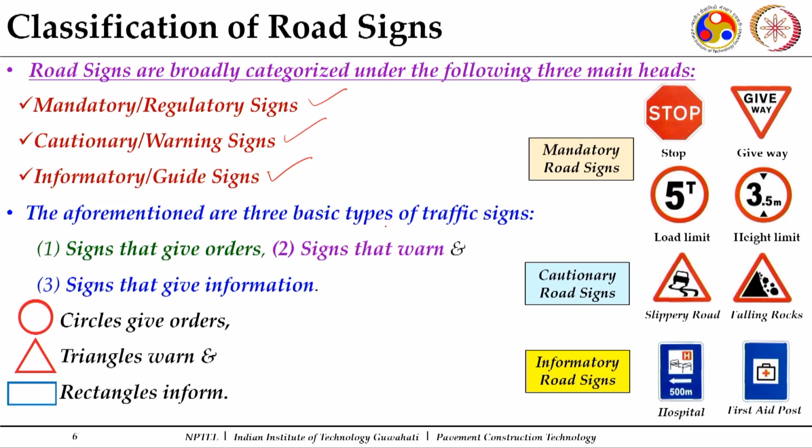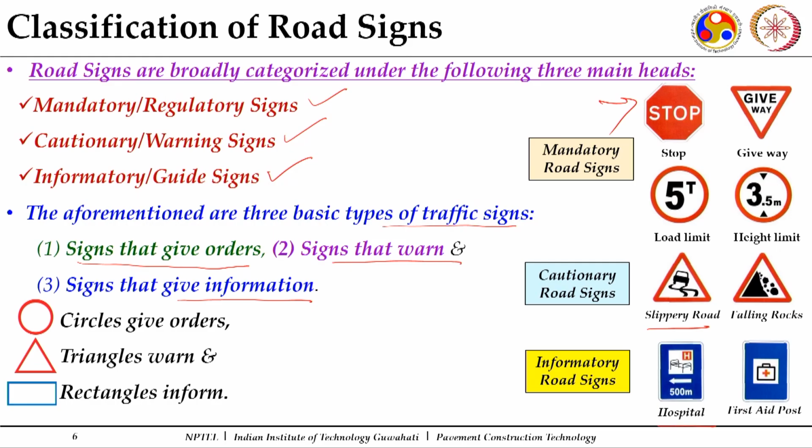Now, the first one can be the mandatory regulatory sign, the one which gives you an order. Say this is the first one, stop, you need to stop there. So, this is a mandatory regulatory sign. Then signs that warn you specifically, see this is the one, slippery road. So, it is warning you regarding certain features. Then signs that give you information. This one is giving some information, there is a hospital. So, we can understand from their key terms itself what they are going to represent.